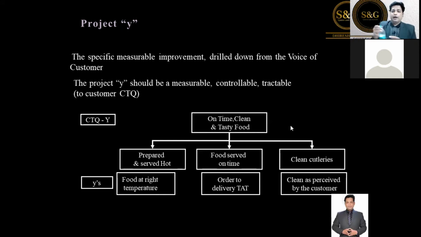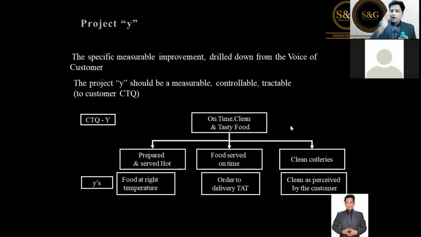So it is measurable, it is controllable, and it is traceable to the voice of the customer. The project should address the voice of the customer and satisfy the customer at the end of it. Anything coming from the customer is called an external way of identifying the project.